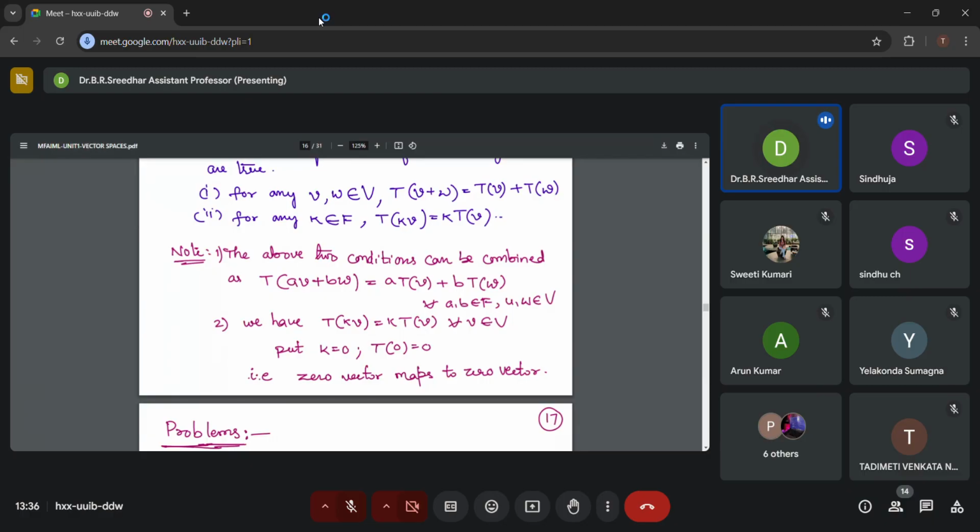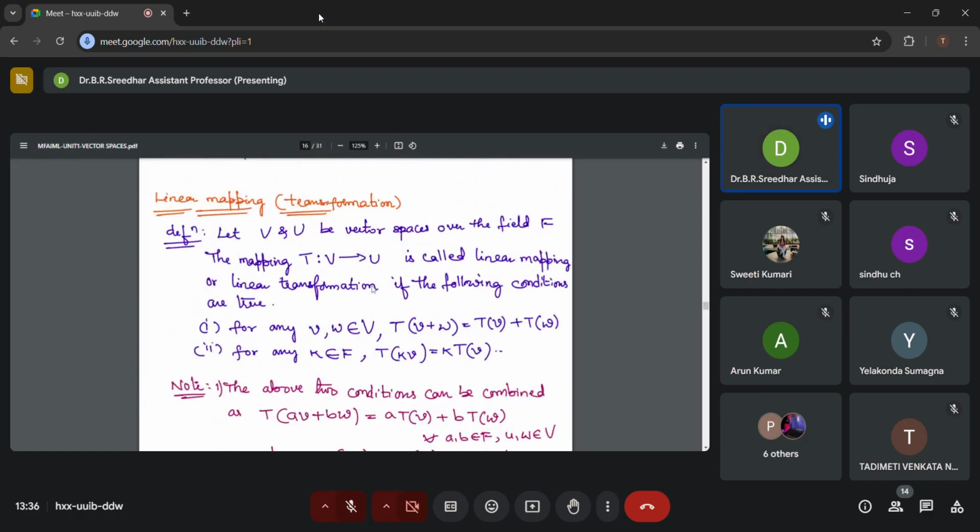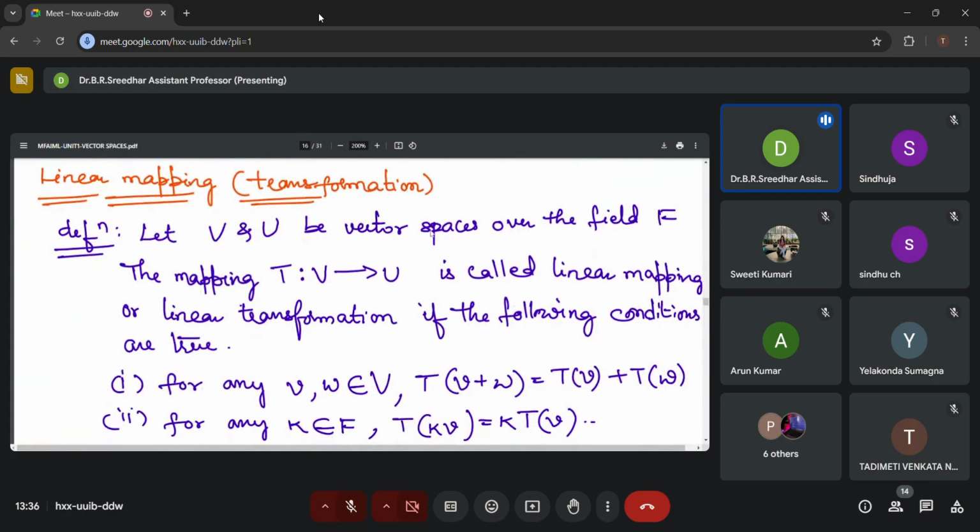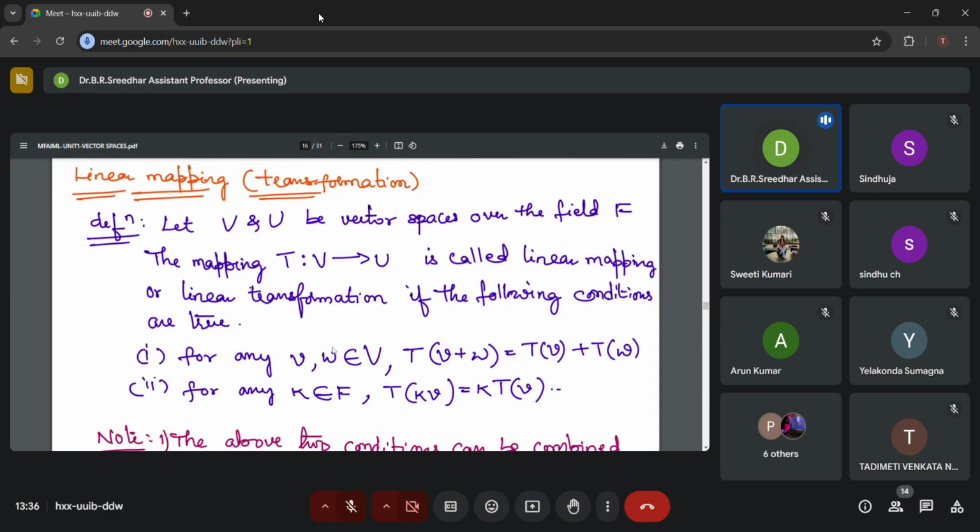There are three conditions that need to be satisfied by any function to say it is a linear mapping. Number one is vector addition. Number two is scalar multiplication. Number three, the zero vector should be mapped with zero only. If these three conditions are satisfied by any function, then that is called a linear transformation or linear mapping. This is the definition. I think all of you got my definition, my dear. Please ask if you have any doubt here. Hope my screen is visible to all of you. You can read the terminology for understanding purposes.